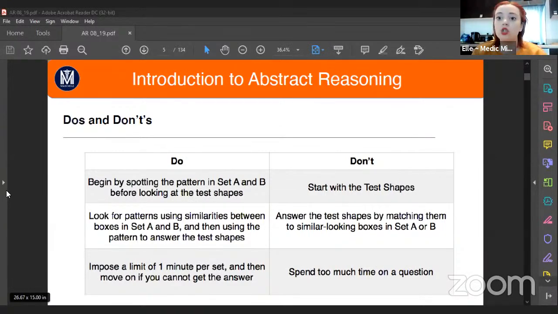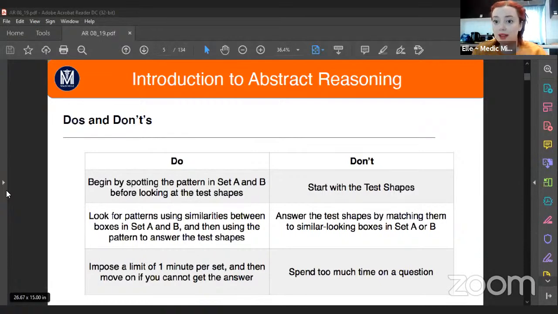The reason you need to do that is because once you've found the pattern, answering the questions is incredibly quick. And if you've got a certainty in your mind as to what that rule is, it helps avoid any ambiguity when you're going through the questions. You won't be sat there thinking, it looks a bit like set A, but not quite. If you've got a clear rule in your mind, it's very easy to answer the questions. Other things to do: look for patterns using similarities between the boxes in set A and B, and then use the pattern to answer the test shape.